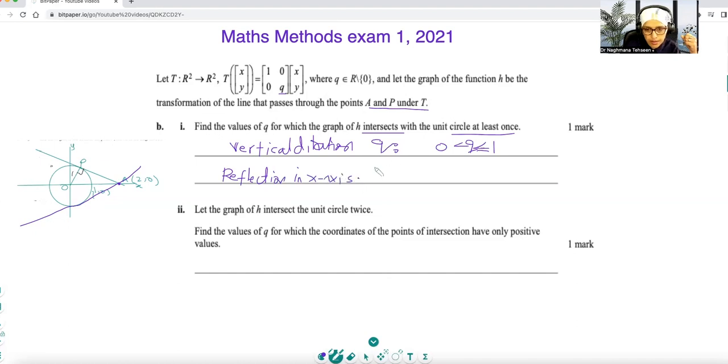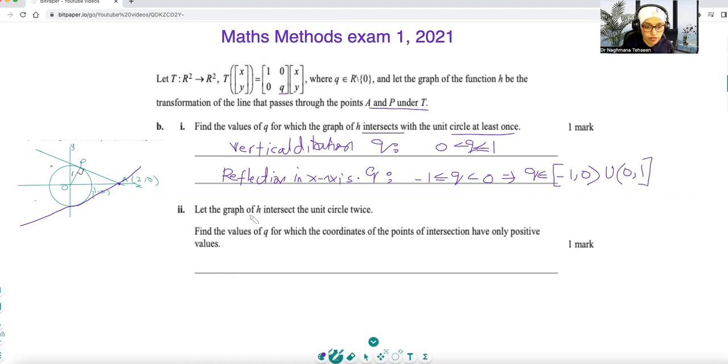Okay, so what does that mean? That means Q has to be between -1 and 1, and it can't be 0. So that implies Q can't be 0, but it's between -1 and 0, and then 0 and 1. So that would be our interval for that one.